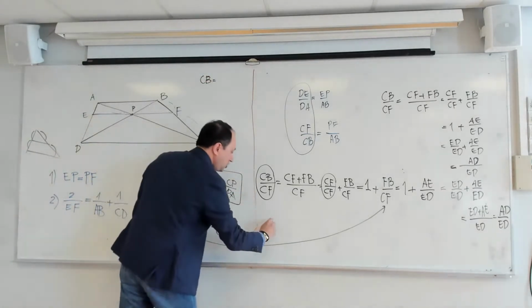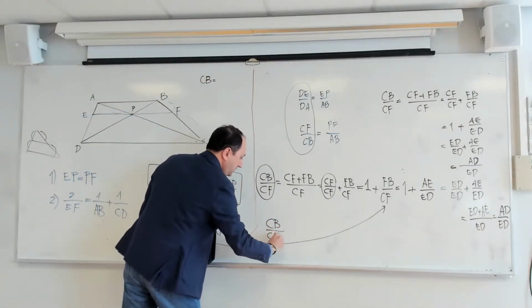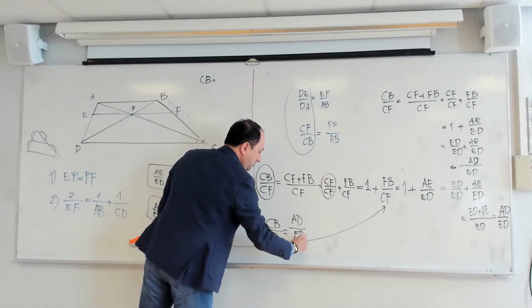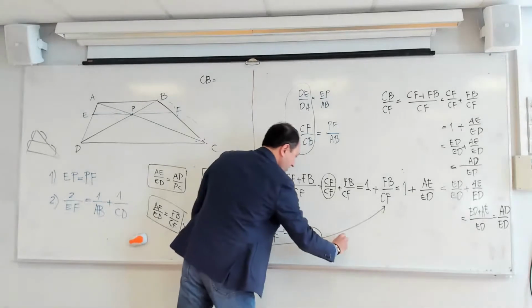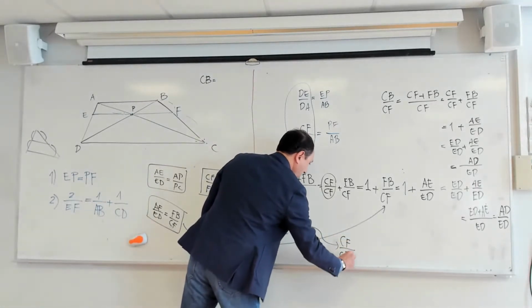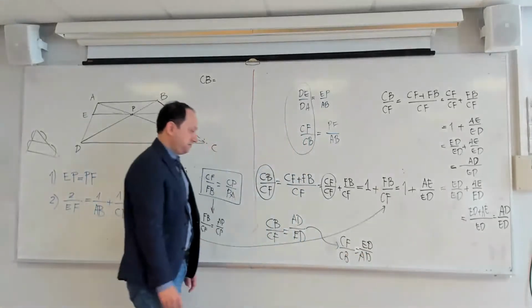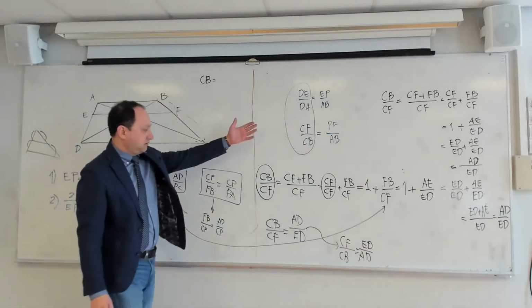So let me write it. We showed that CB over CF is equal to the last expression, AD over ED. So CF over CB is also ED over AD. Yes? Now go back.